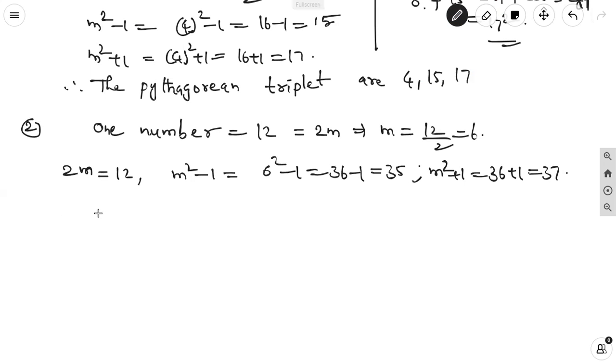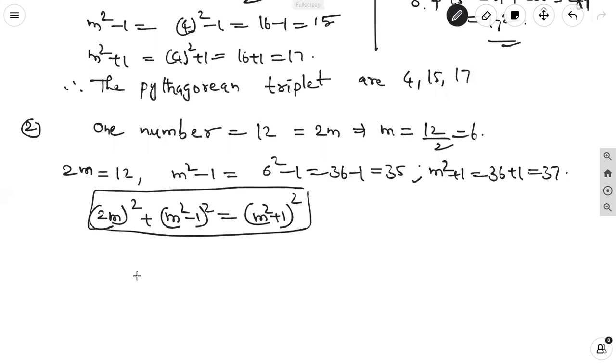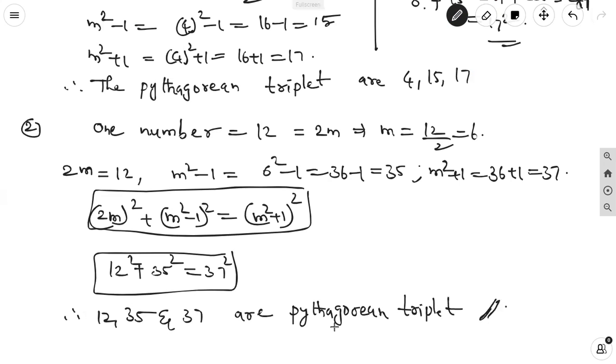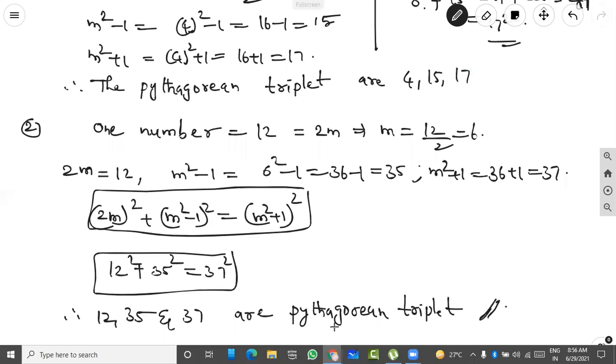So what is the Pythagorean triplet? (2m) whole squared plus (m squared minus 1) whole squared equals (m squared plus 1) whole squared. From that relation, we can write 12 squared plus 35 squared equals 37 squared. Just check it. Therefore, 12, 35 and 37 are a Pythagorean triplet. This is the answer, and to find it we just apply the relation.